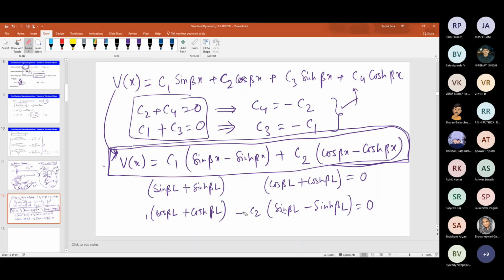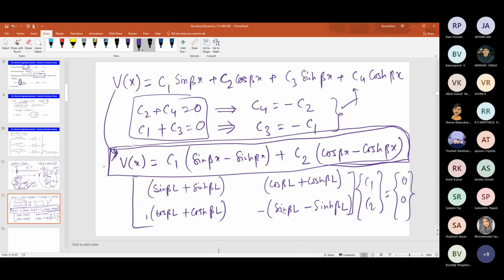Now I can write C1 and C2 removed, in matrix form, with the minus sign. This one, what happened? C1, C2. Agree? Yes. For a non-trivial solution, C1, C2 cannot be 0, okay, right?